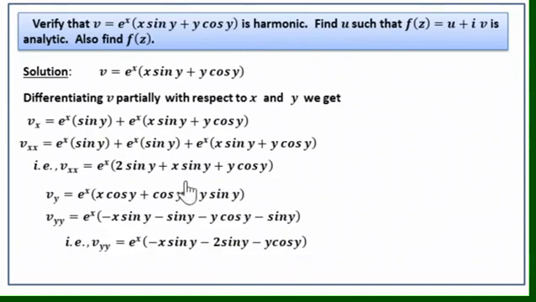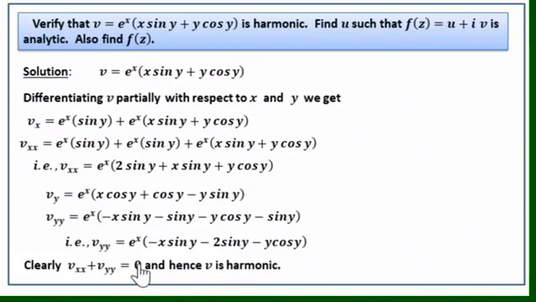Now we can verify vxx plus vyy. What is vxx plus vyy? Add these two right hand sides, e power x. Here you have 2 sin y minus 2 sin y, this cancels. x sin y minus x sin y cancels, and y cos y minus y cos y cancels. So what is the sum? It is equal to 0. So vxx plus vyy equals 0. Hence v is harmonic. Okay, next question.